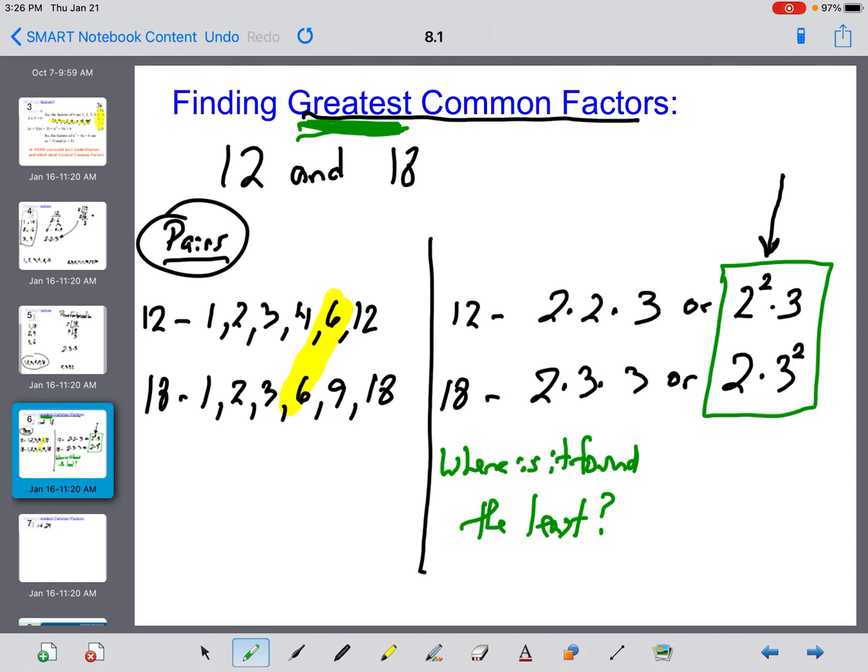I've got 3, you've got 1. We've only got 1 in common. So the 2, where's it found the most or the least? The 2. Where's 3 found the least? The 3. When I say the least, you got the idea here of 2 squared and 2 to the first. Which one's the smallest? 2 to the first. Here you got 3 to the first and 3 to the second. Where is it the smallest or the least? 3 to the first. What is 2 times 3? 6.